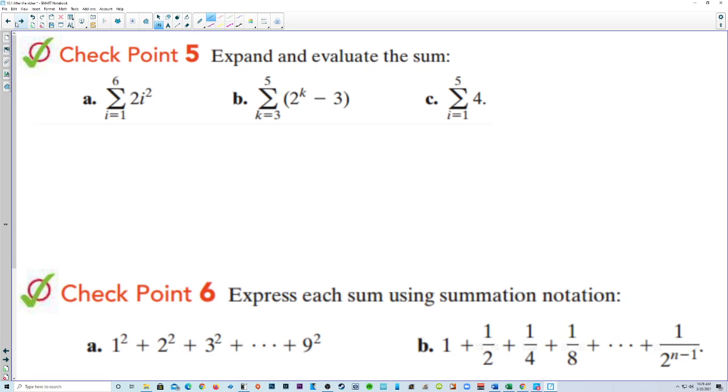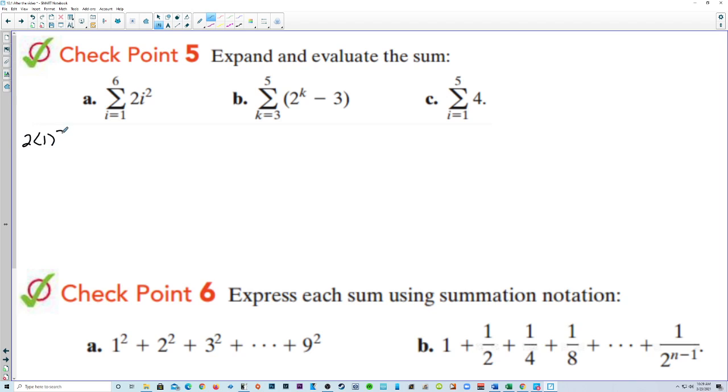Expand and evaluate the sum. Now we have summation notation, which is also called sigma notation. This means add up a bunch of these. We're going to plug in 1, then 2, then 3, then 4, then 5, then 6. So all of this is telling us to do the following.